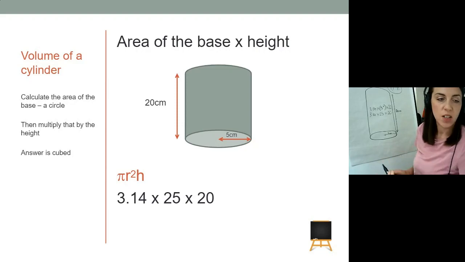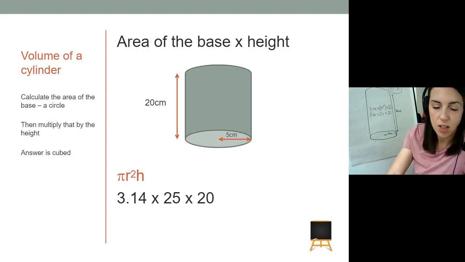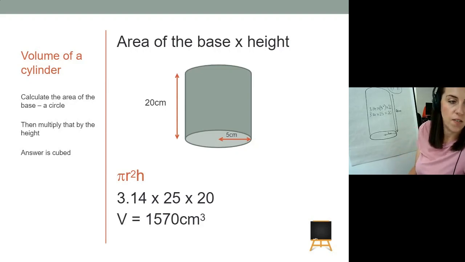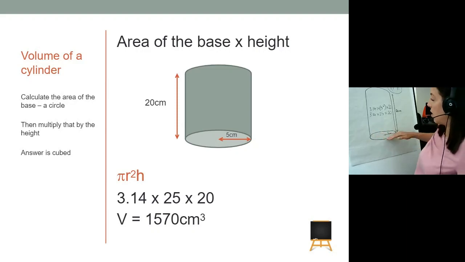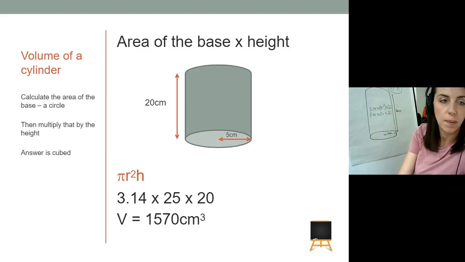Yeah, centimetres cubed, absolutely, Chloe. Well done, Alessandra. Well done, Beta. Well done, everybody. So we end up with a volume of 1,570 centimetres cubed. So we worked out the area of the circle, then we pulled it up by multiplying it by the height of the cylinder.